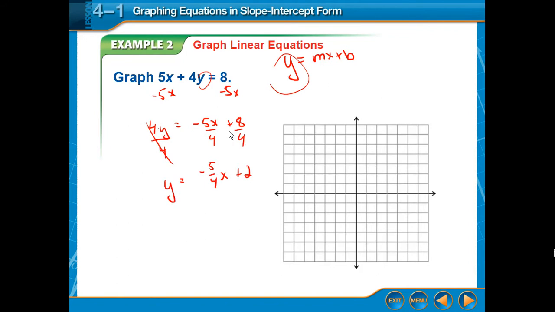So now I want to graph this. Remember, the first thing I start with is my b, my y-intercept, which is 2. That means it crosses my y-axis at 2. And then my slope, my m, is -5/4. So it's going to go down 5 and forward 4. So down 5, 1, 2, 3, 4, 5. And then forward 4, 1, 2, 3, 4. That's my next point. And so my graph is just going to be connecting those two.